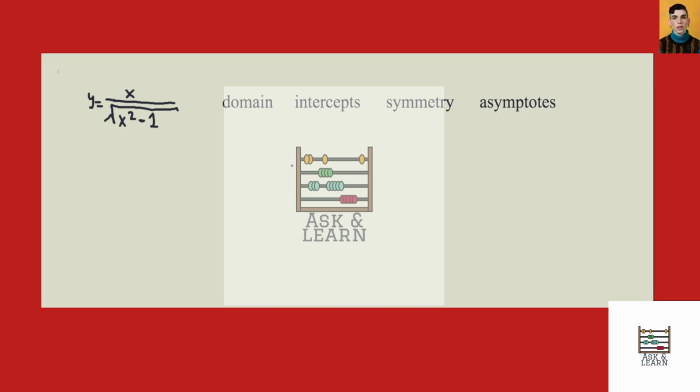So we know the graph is going to look something like this because it's a rational function. But first, let's find out the asymptotes so that we can know exactly where the graph is going to be.